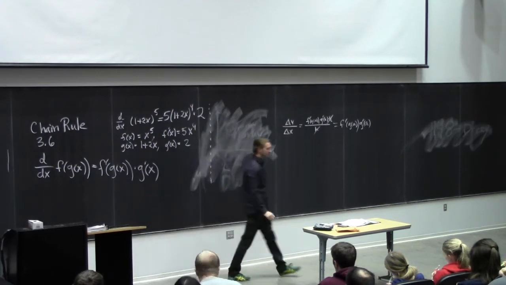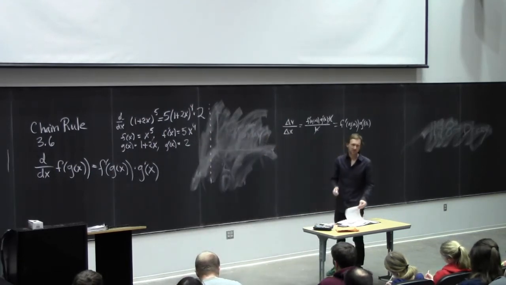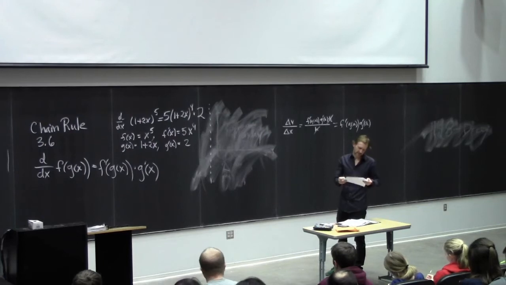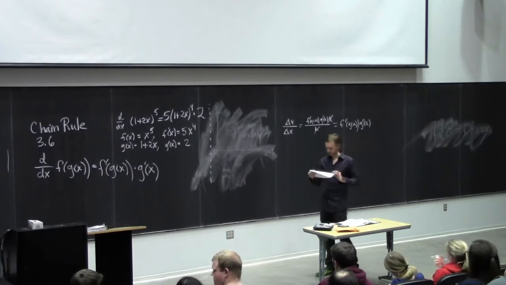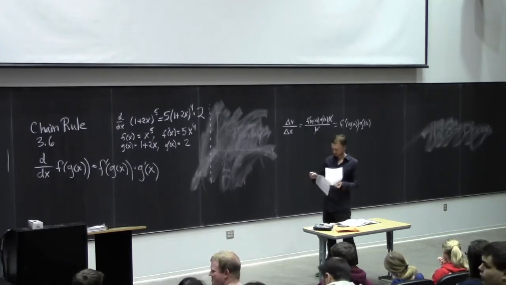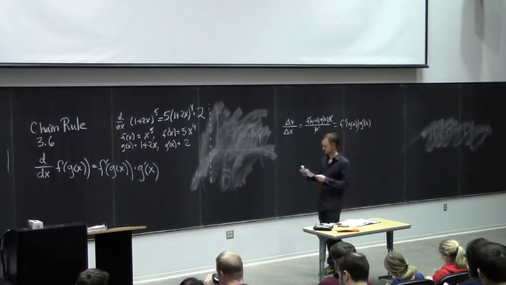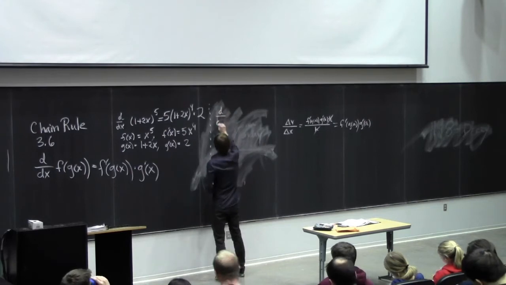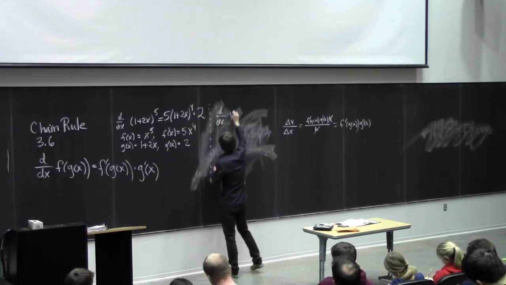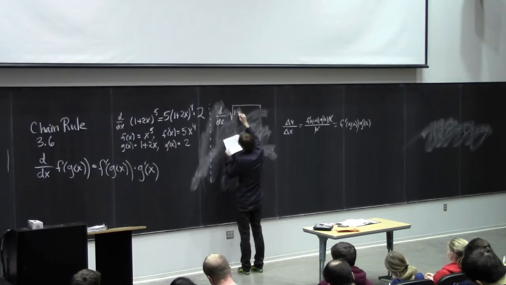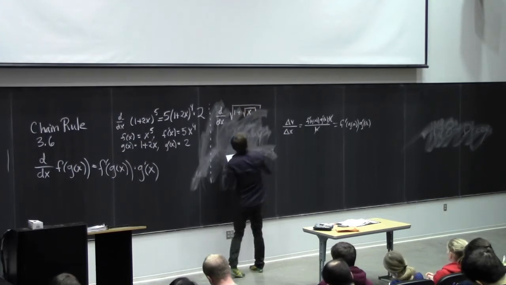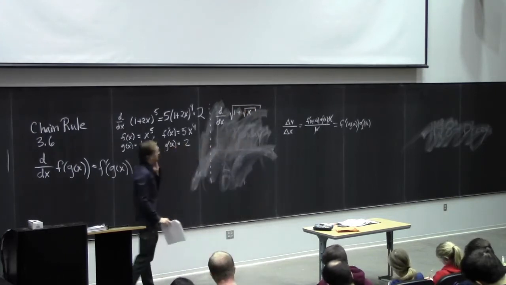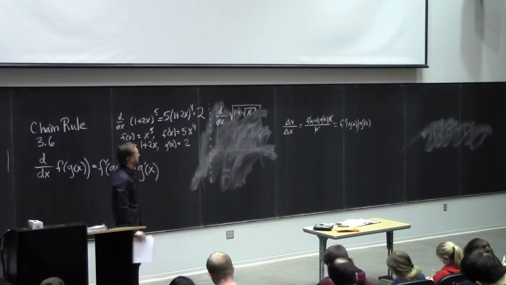All right, so that's an easy example. Let's do a slightly more complicated example. This one that I like, that we're going to do next. Let's compute d over dx of the square root of 1 plus the square root of x. Let's do this one.